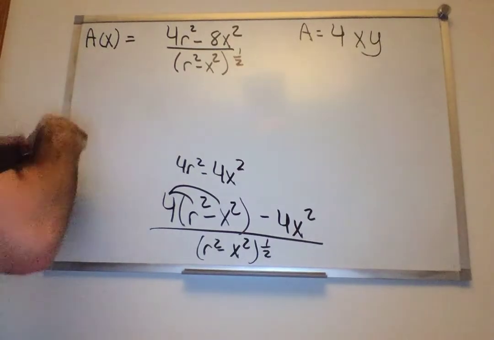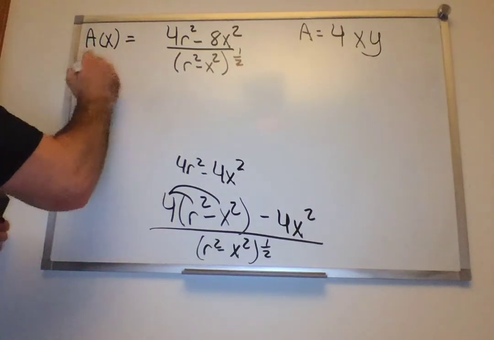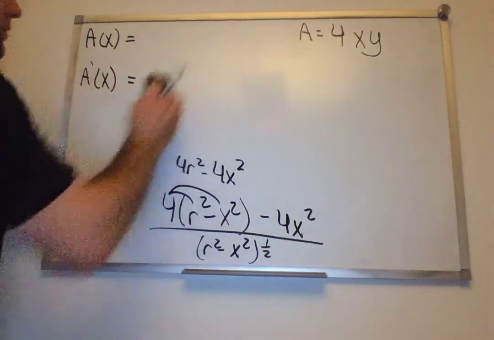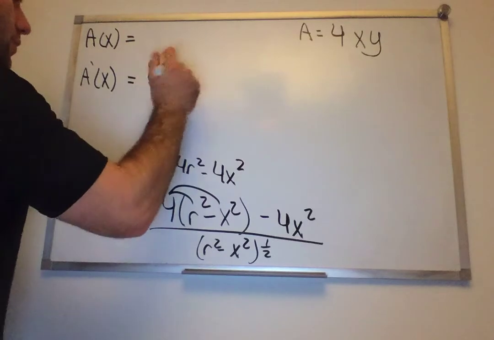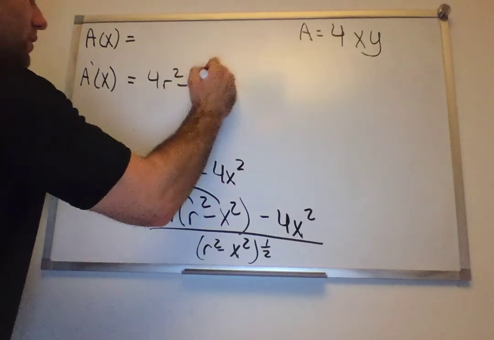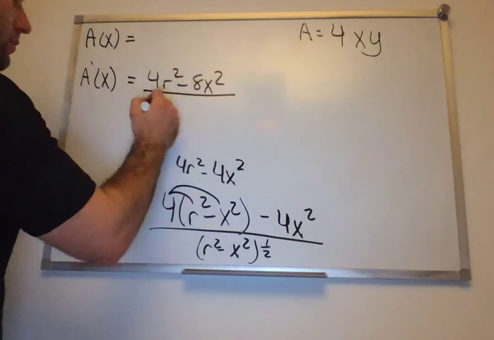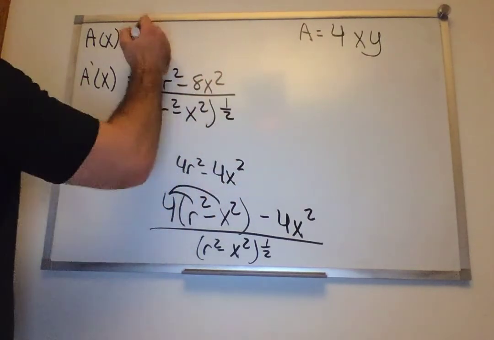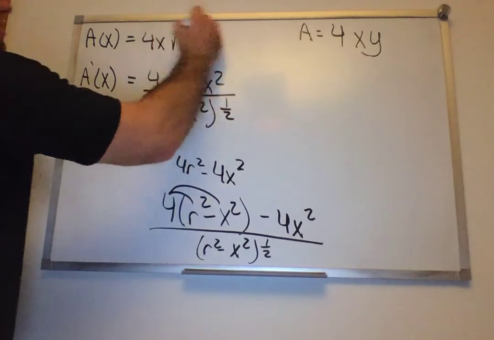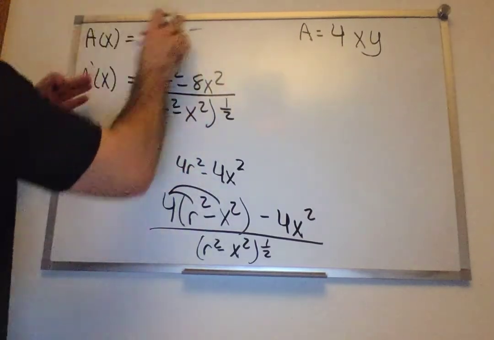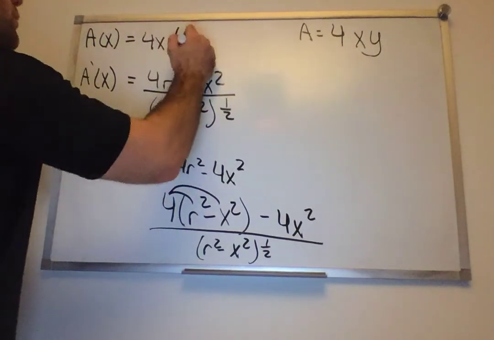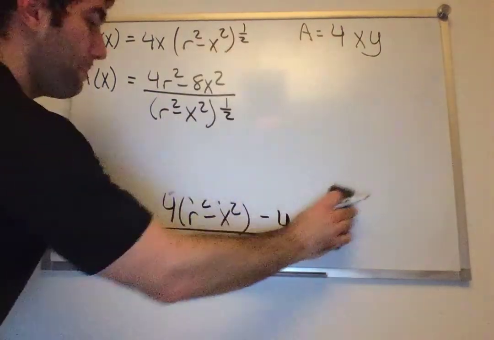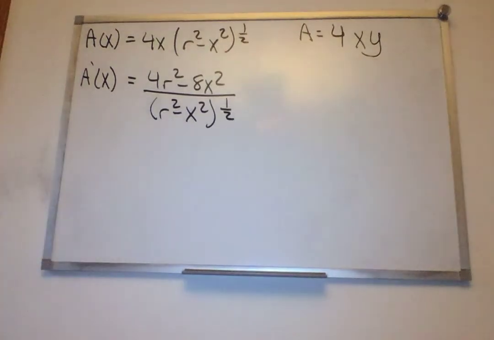Oh, I wrote that where A of x was. My apologies. 4r squared minus 8x squared. There we go.